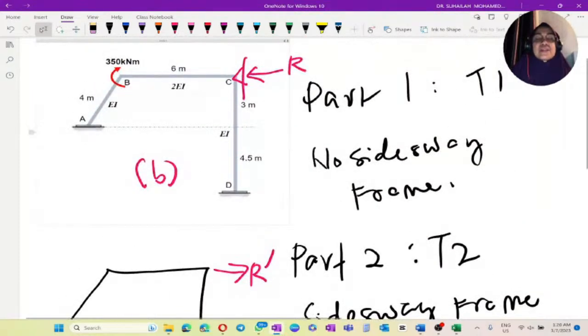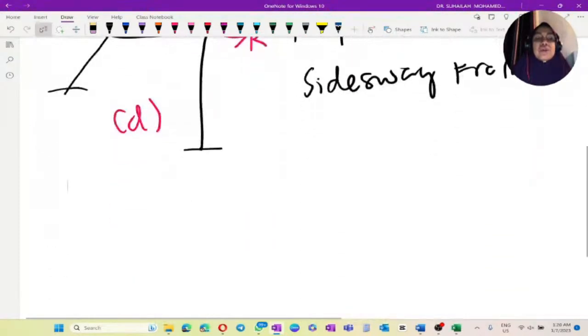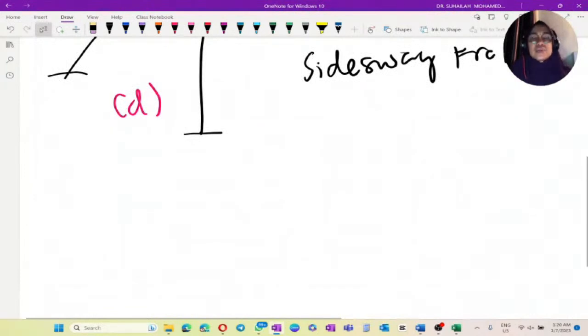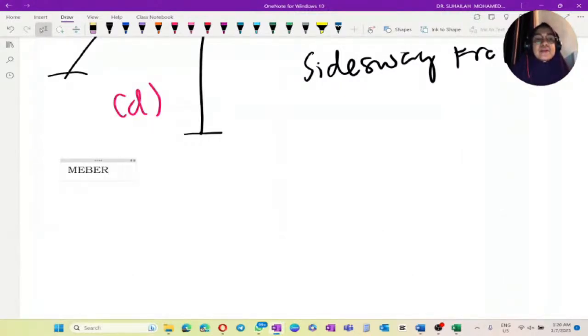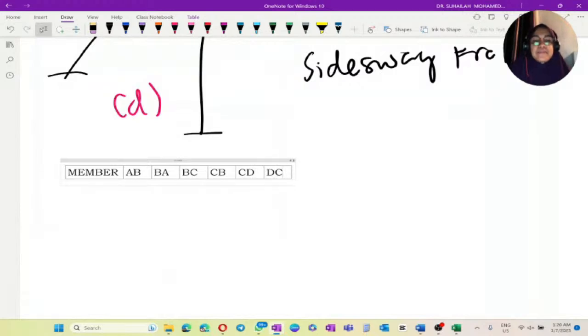Remember, table number one is for diagram B. For table number one, since there are three members, we will have 6 end moments, starting from AB until DC. So we have to list all the members. We have AB, BA, BC, CB, CD, and DC.